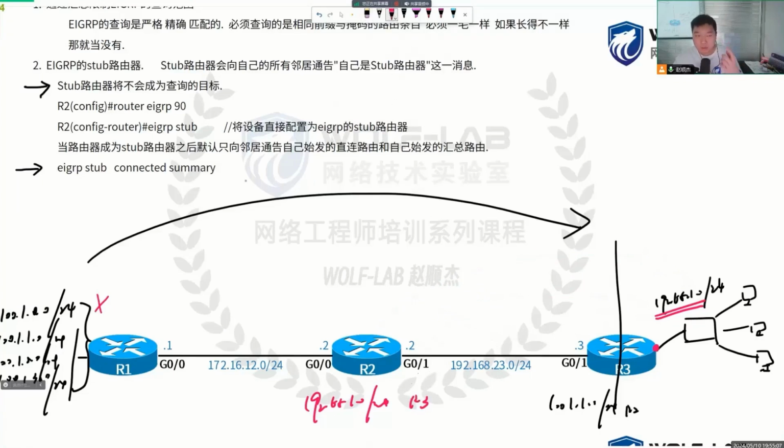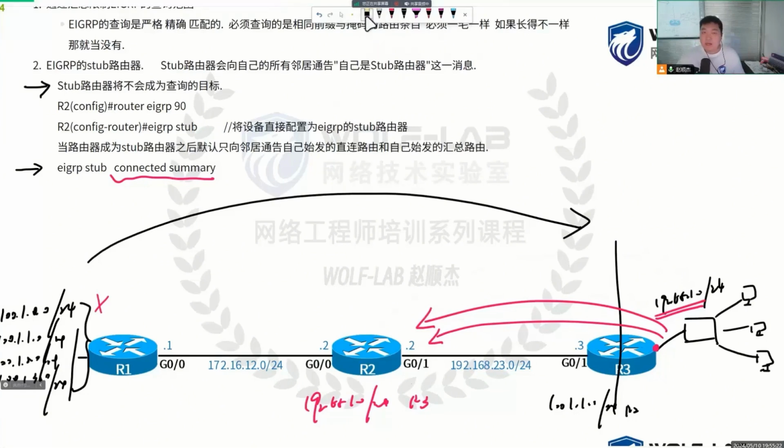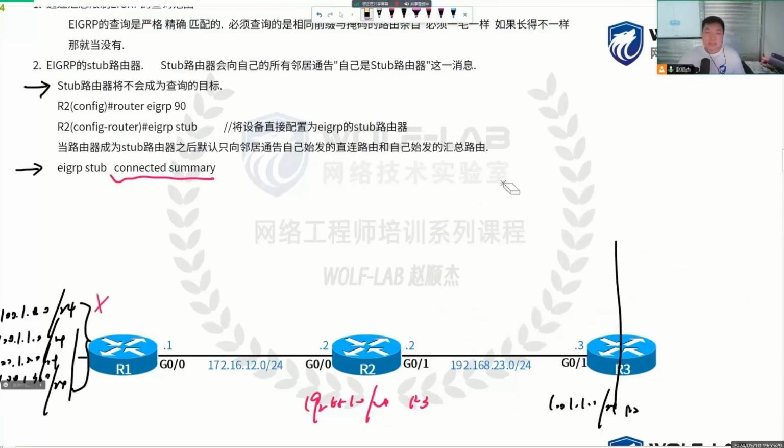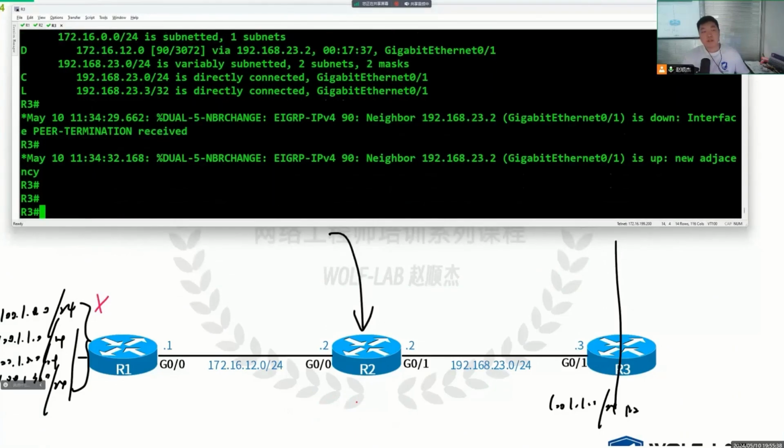Suppose, just now, we made R2 our EIGRP stub router. R2 has become a stub. Let's look at R3's routing table now. Go to R3's routing table and look, show ip route. You see, now there's no announcement from R1 about these 100 network routes. All routes are gone. Why? Because R2 has become a stub router.